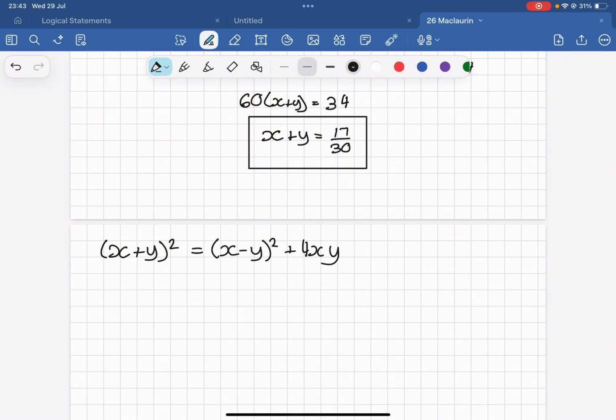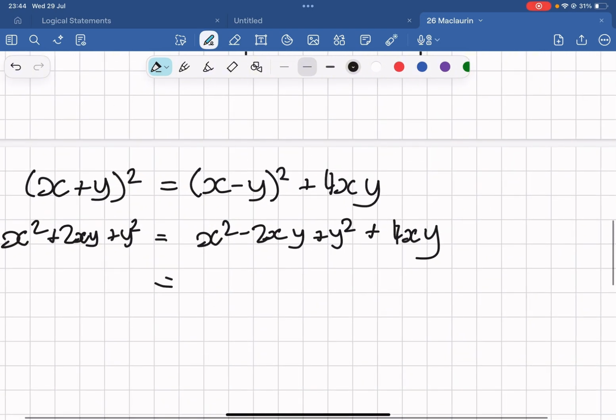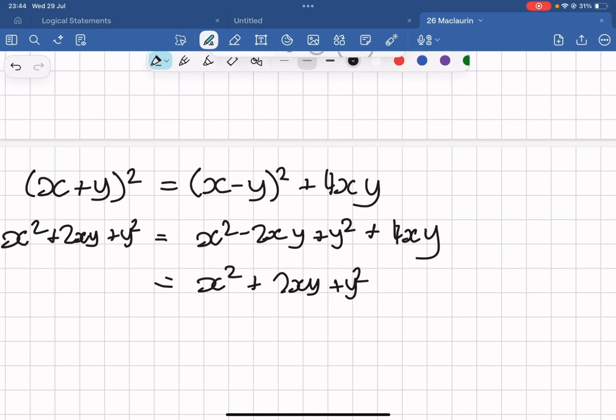Let's have a look at why this works. If you expand the left hand side, we get x squared plus 2xy plus y squared. Do the same for the right, x squared minus 2xy plus y squared plus 4xy. Let's just quickly add this up: x squared plus 2xy plus y squared, and you realize that the two sides match.